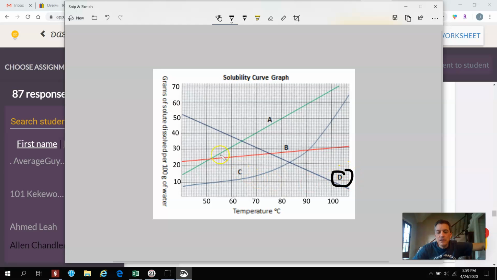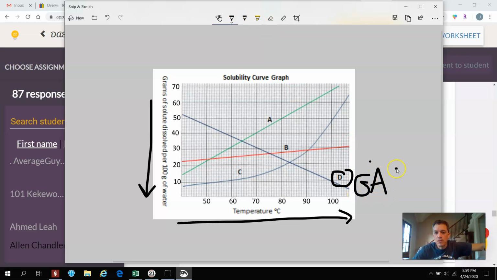Substance D, on the other hand, goes down. It has a negative slope. So as the temperature goes up, the amount that's able to dissolve goes down. This is typical not of a solid, but of when we have a gas dissolved inside the liquid. Gases don't like to stay inside of a liquid. Some of y'all put that answer with our video the other day.